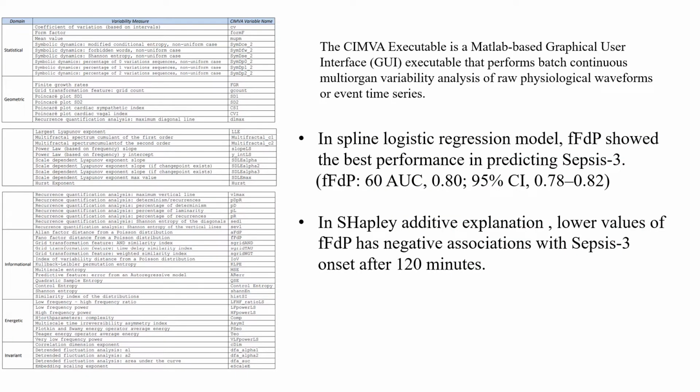We want to see the different interactions between HRV and different physical markers that relate to biological waves. And these markers are from here. In our lab's previous studies, this one, the FFDP marker, showed the best performance in predicting sepsis 3, and in SHAP additive explanation, lower values of FFDP have a negative association with sepsis 3 onset after 120 minutes.